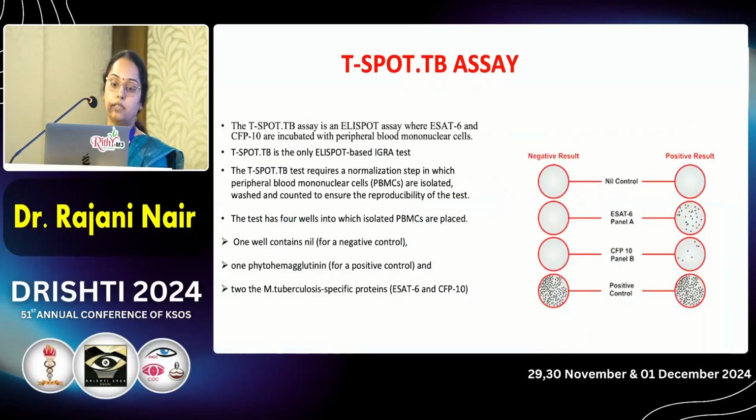The T-SPOT TB assay is an ELISpot assay where again the antigens are incubated with peripheral blood mononuclear cells. The T-SPOT test requires an additional normalization step, in which the peripheral blood mononuclear cells are isolated, washed and counted to ensure reproducibility. The test has 4 wells in which these isolated PBMCs are placed. One well contains nil, the positive control contains phytohemagglutinin, and two contain M. tuberculosis specific proteins. So reaction within those two wells gives you a positive result.